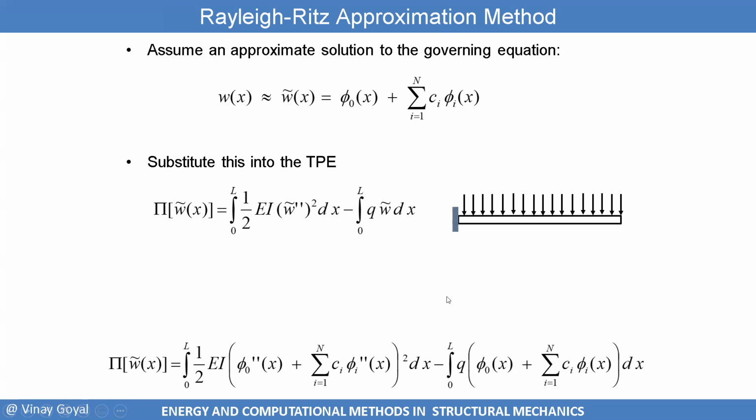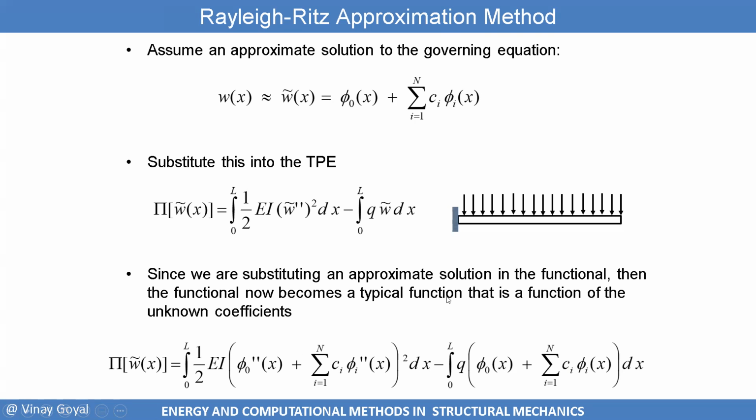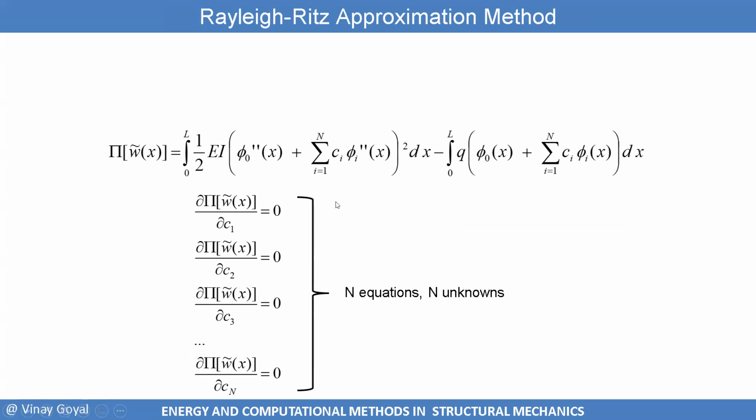Then what I showed you is I'll take the derivative of pi with respect to c1, the derivative of pi with respect to c2, the derivative of pi with respect to c3, the derivative of pi with respect to cn. And then how many equations do I have? I have n equations. How many unknowns do I have? I have n unknowns.